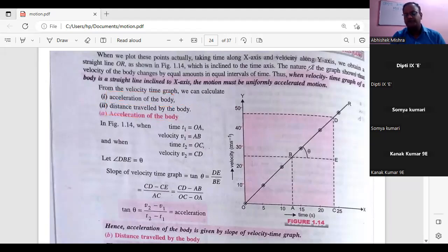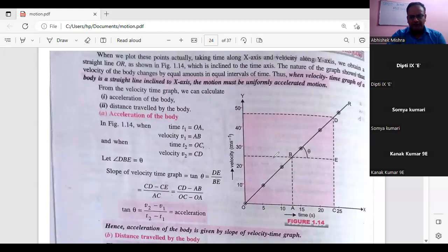So what is the nature of the graph which we get when the body is in uniform acceleration? That is, we get a straight line. This is very similar to what we have done in the distance-time graph also. So how can the acceleration be calculated?